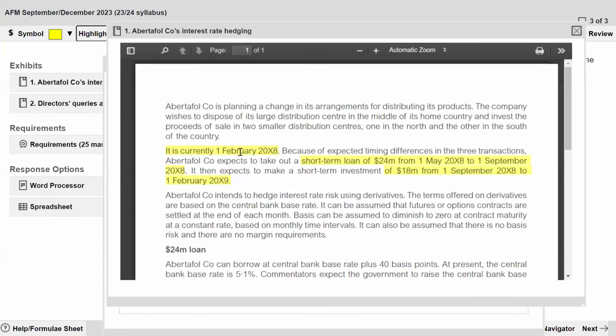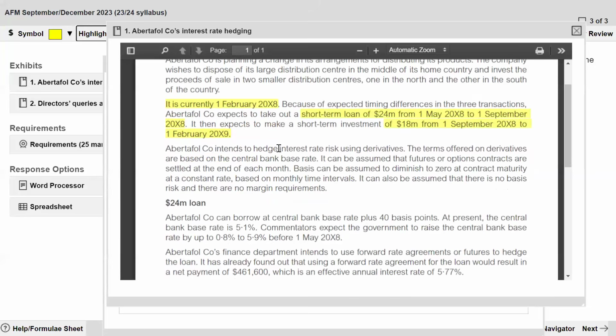Now, it says Abertafol company intends to hedge interest rate risk using derivatives. The terms offered on derivatives are based on the central bank's base rate. It can be assumed that the futures or option contracts are settled at the end of each month. The basis can be assumed to diminish to 0 at the contract maturity at a constant rate based on monthly time intervals.